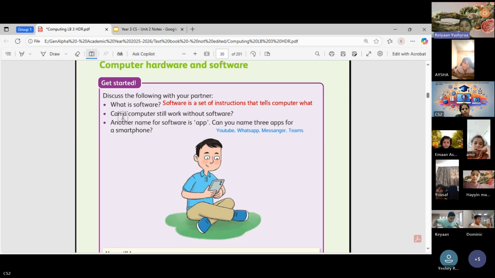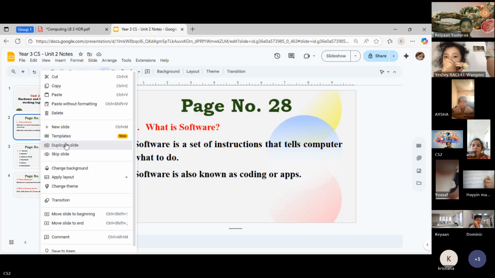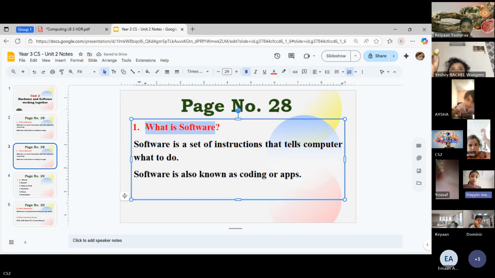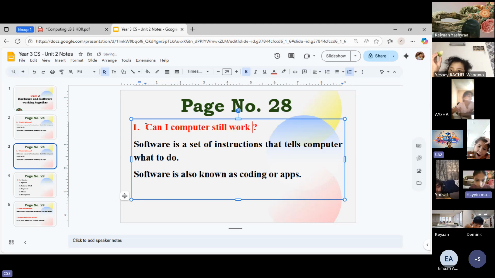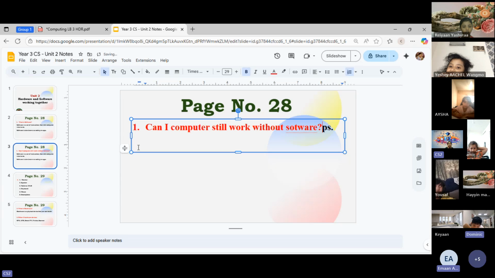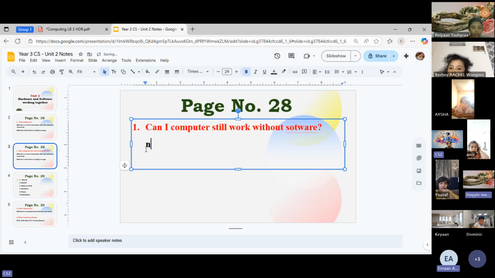Okay. So the next question is, can a computer still work without software? No. The answer is no. You just mention only the answer is no.